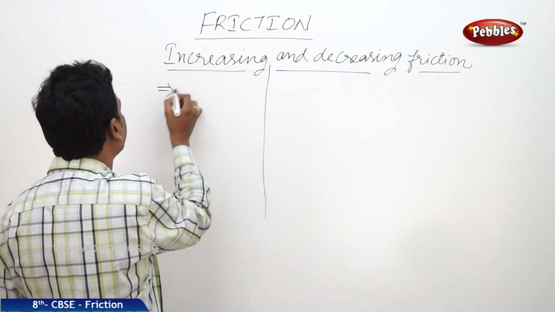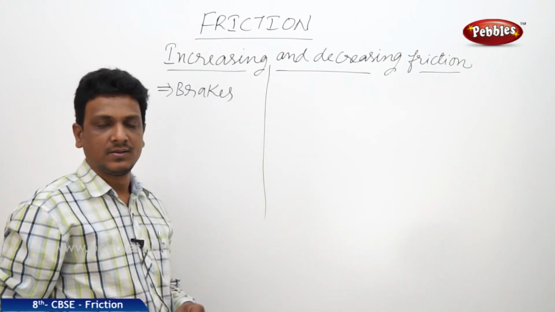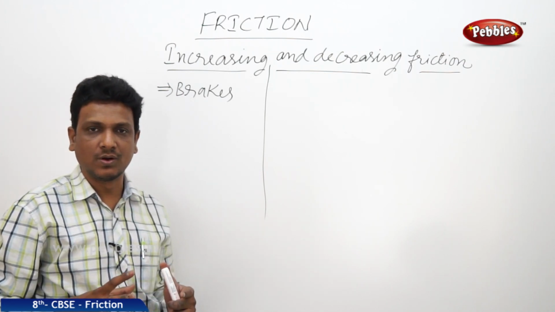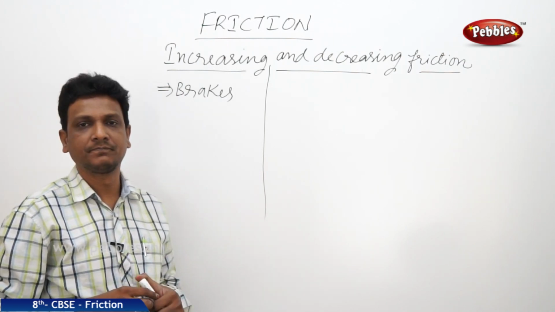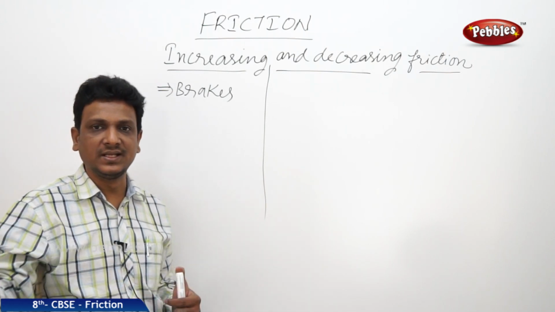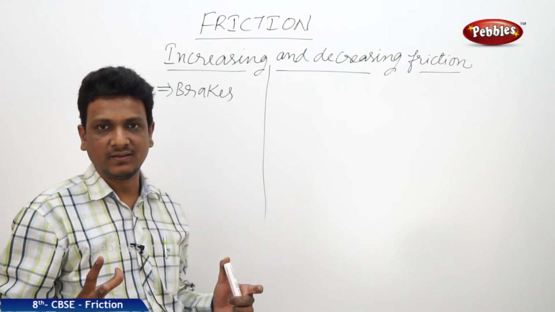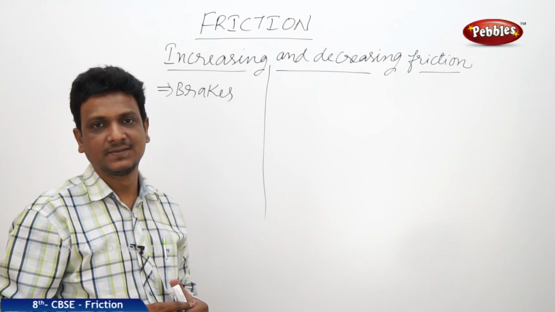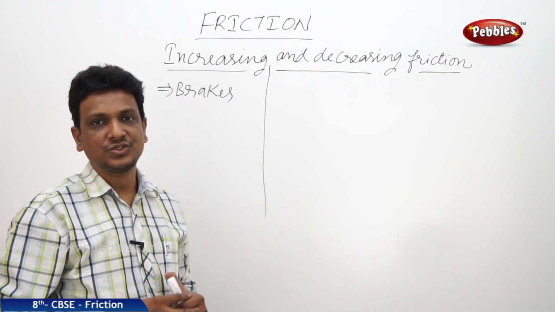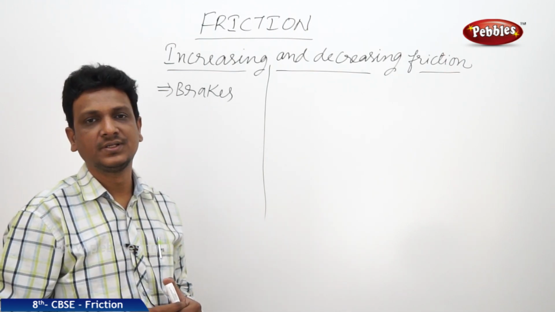The first thing we see here is brakes. So see that for a bicycle or a motorbike or a car, the brakes must be functioning properly. Otherwise, we cannot be saved from accidents. Suddenly, something may come on the way, so we have to stop our vehicle. At that point, we apply the brakes. If the brakes fail, it leads to accident. So brakes are very important. Good grip is very important.